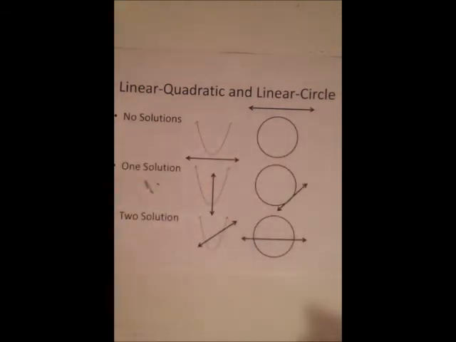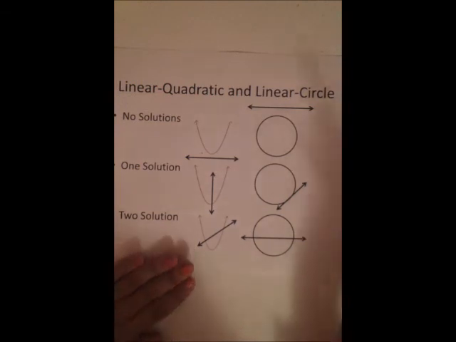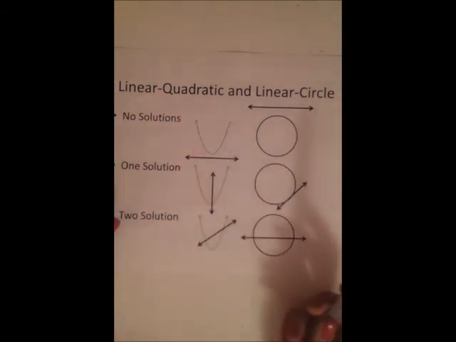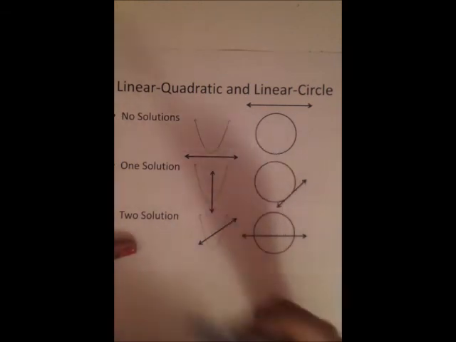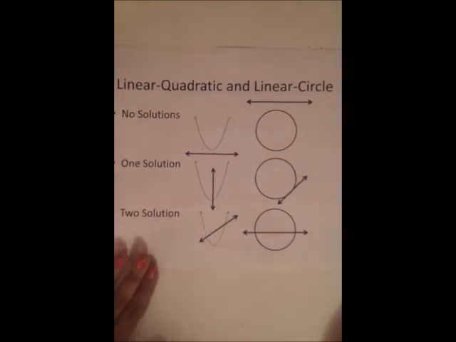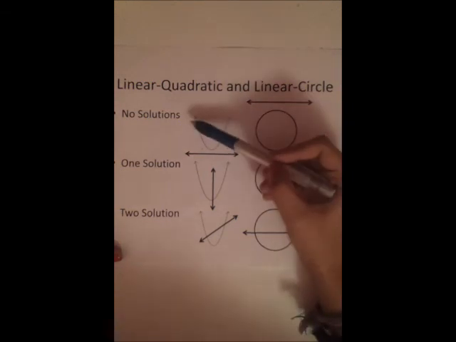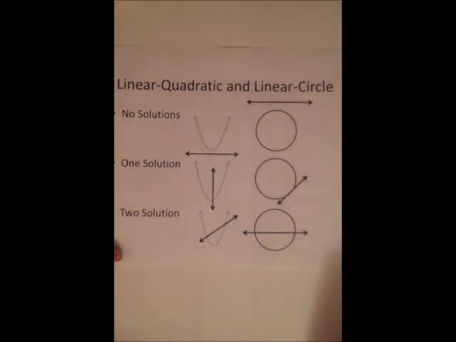So now let's just recap. If you have a linear quadratic and a linear circle, there are 3 different possibilities. You could have no solutions, which would look something like this, and there are other possibilities. One solution, this is just a few of the examples, and then you could also have 2 solutions. You cannot have infinite solutions because one of the lines is a curve and the other one is a straight line. So they cannot be on top of each other, meaning you cannot have infinite solutions.